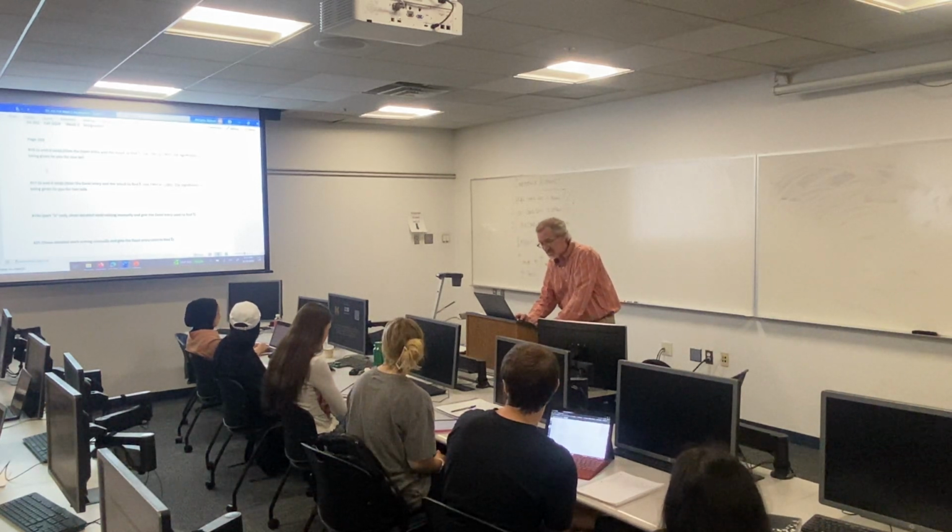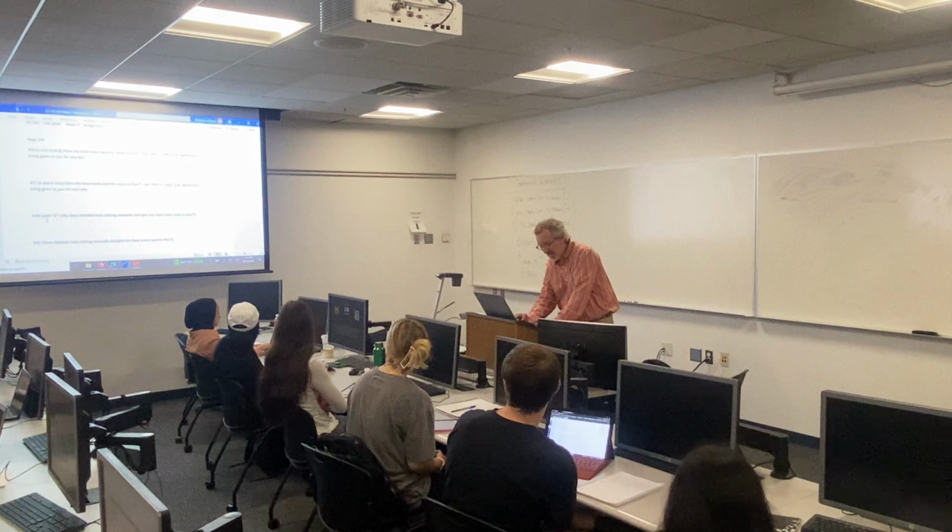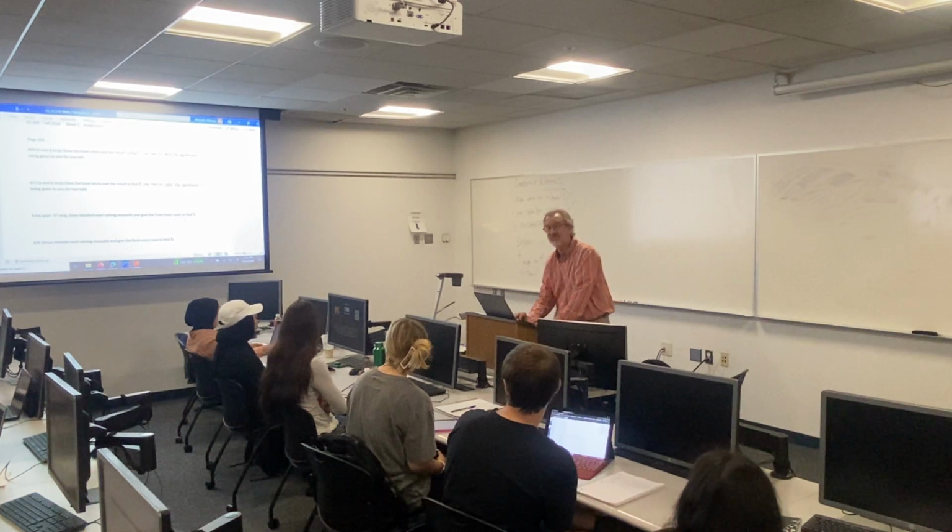17A and D is kind of like 16A and D. You're basically finding T. All right? And you're using Excel to find it. Now we go to 19A, A only. Show detailed work solving manually and give the Excel entry to use to find T.